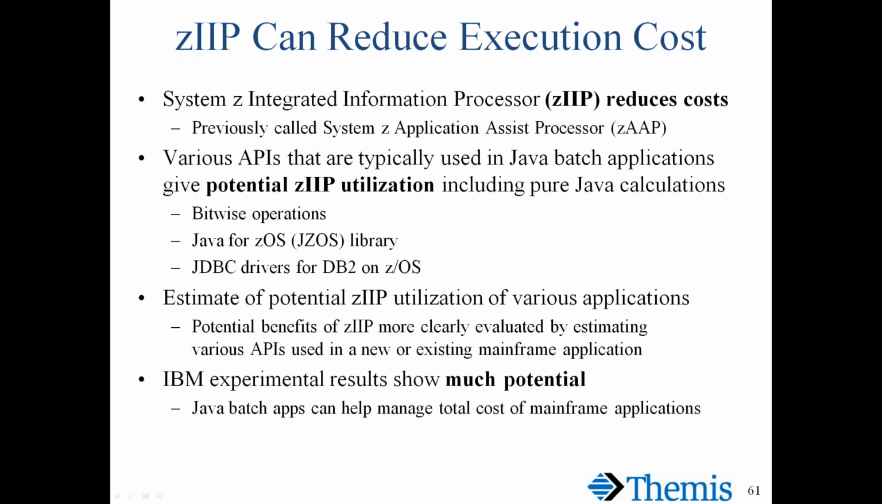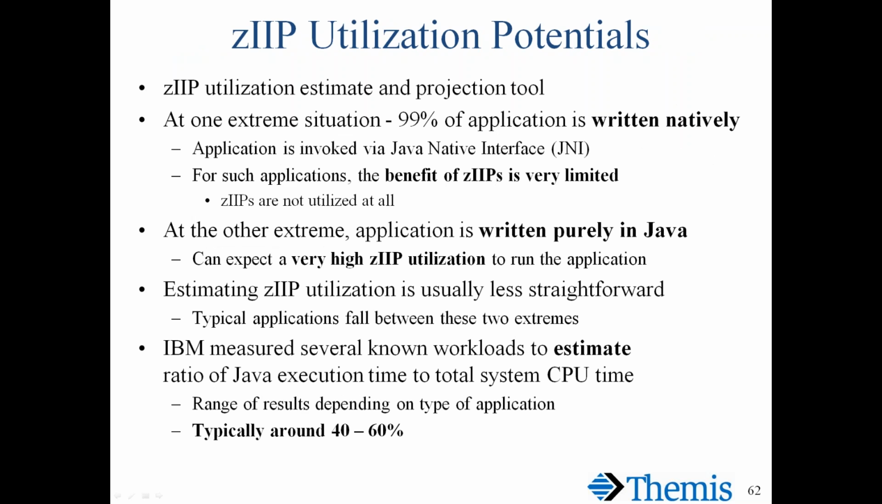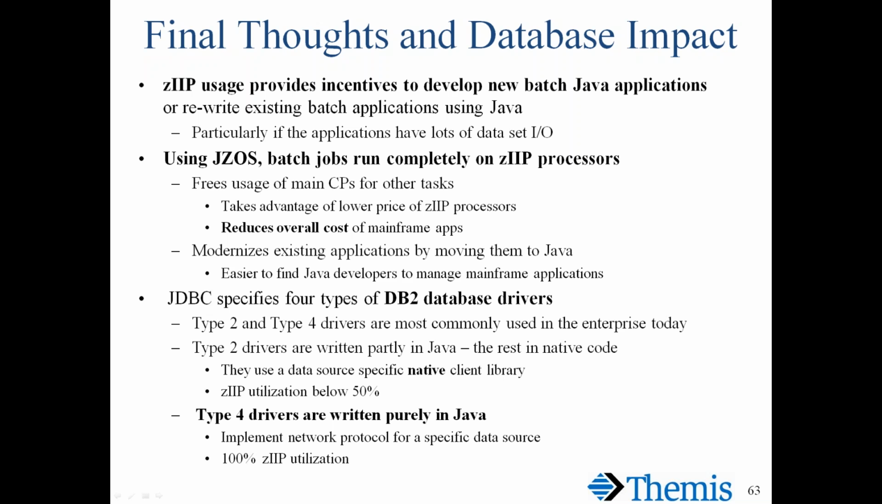IBM has done some research on this that shows there is a great deal of potential for reducing costs with the zIIP processor. If your Java code is making use of a lot of native code written in C, for instance, the zIIP is not aimed to support that. But if you've got a purely Java application, you've got a very high potential for zIIP utilization, and that can range from 0 all the way up to close to 100%. Typically, you get some benefit. So this gives you further incentive to consider using Java batch applications if cost reduction is a factor.